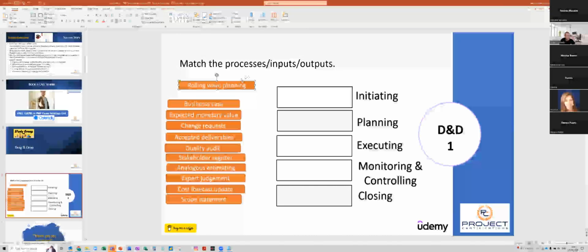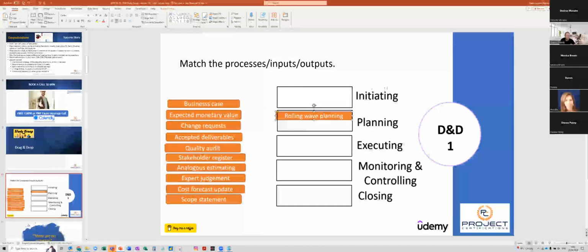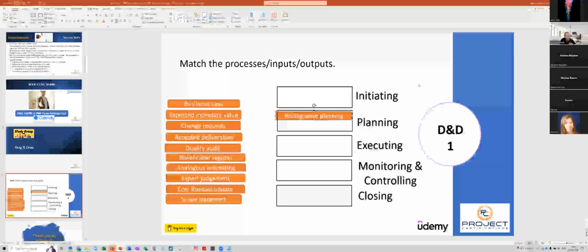And I will say very well done. Rolling wave planning is going to be planning. Now, the key thing to remember is that this is something you want to decide in the beginning. What I mean by that is, once you are in execution, you're not going to change your mind in terms of your delivery there. Jim, you would like to go next?